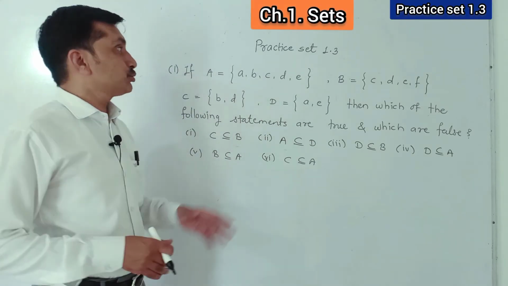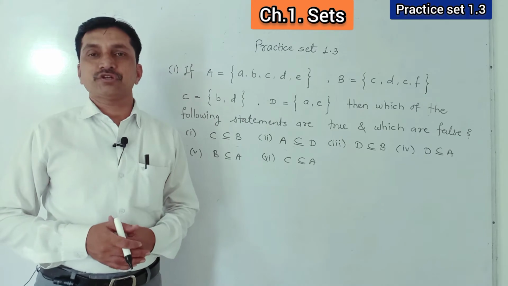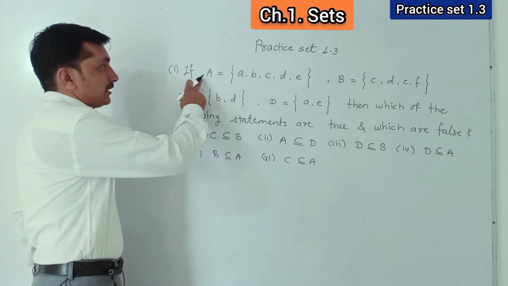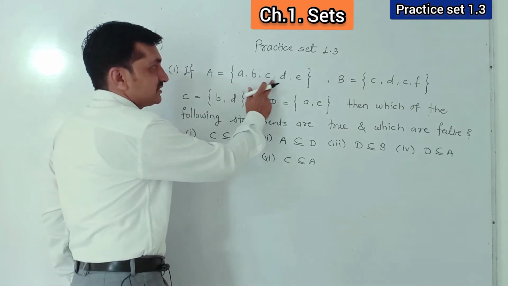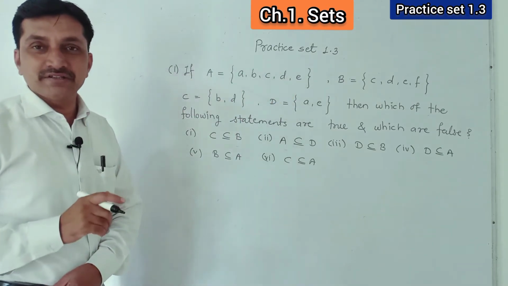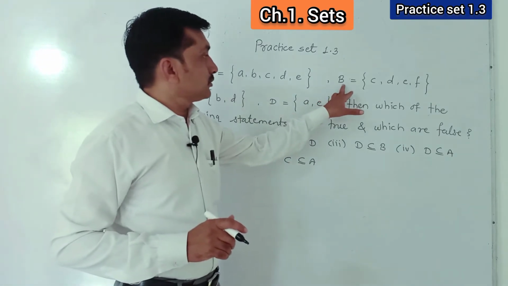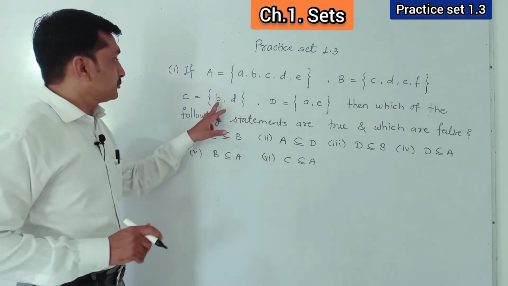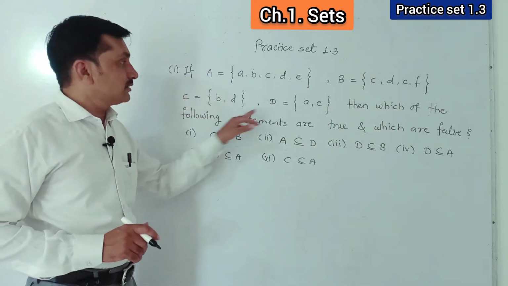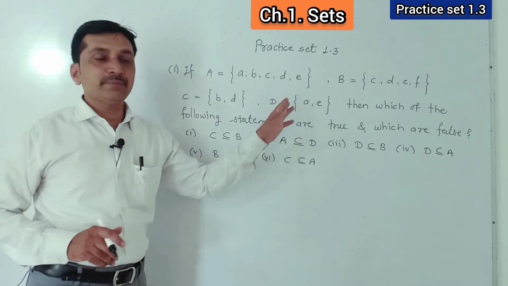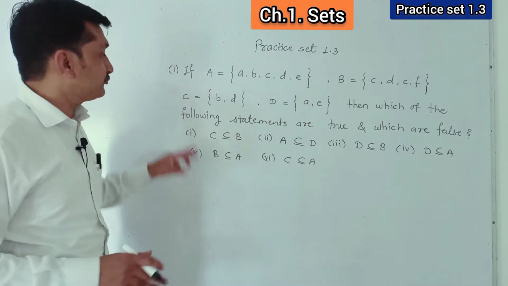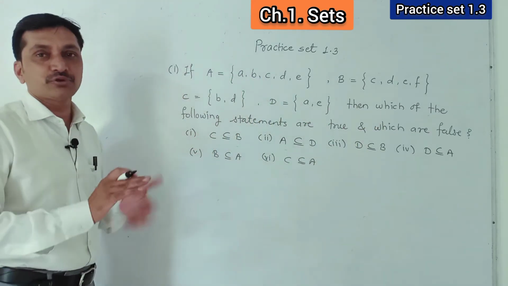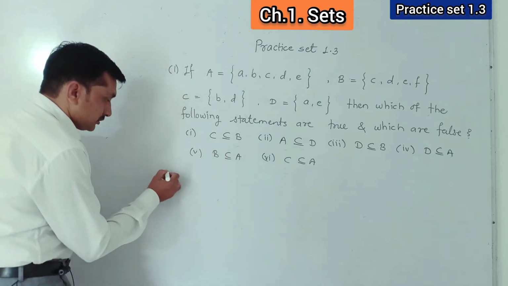In this video we are going to study practice set 1.3 of the first chapter, Sets, of standard 9. First question is, if A is equal to {A, B, C, D, E}. Now this one set is given. B is equal to {C, D, E, F}, these are elements of set B. C is equal to {B, D}, these are elements of set C, and D is equal to {A, E}, these are elements of set D. Then which of the following statements are true and which are false? We just have to write true or false for the given statement. Now, answer.